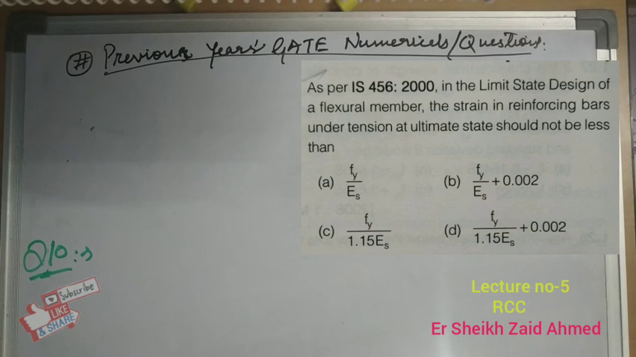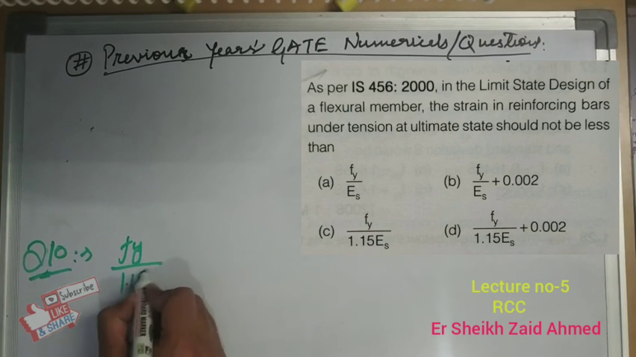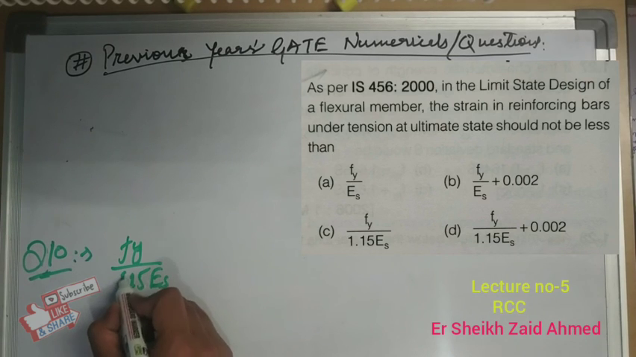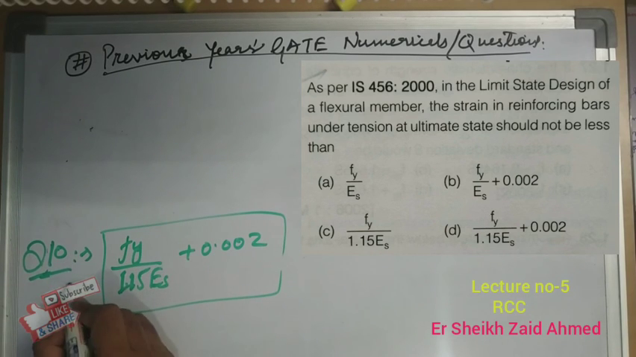In previous lectures I already explained while explaining the stress strain curve of cold worked HYSD bars that the ultimate strain in reinforcing bars under tension at ultimate state shall not be less than Fy upon 1.15 Es plus 0.002. So our option D is correct.